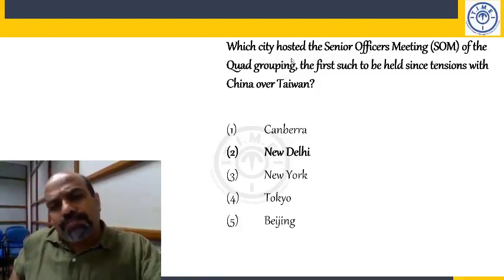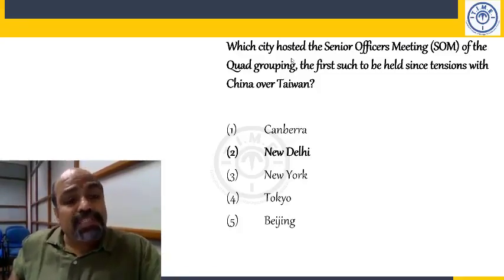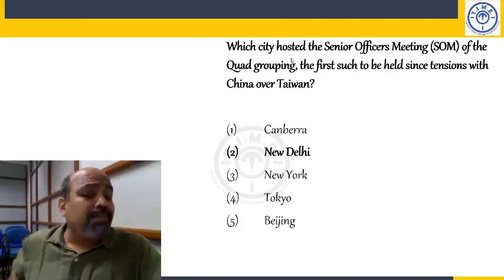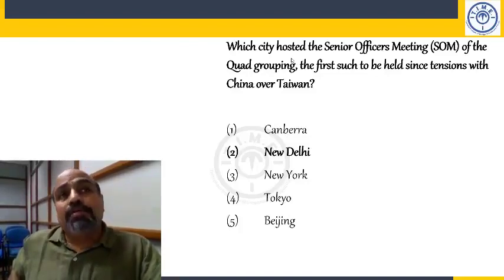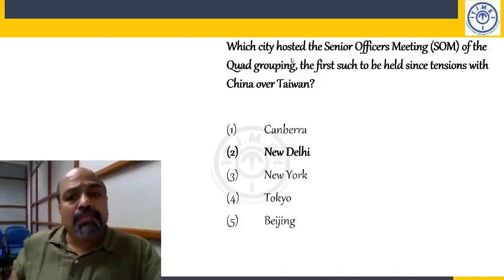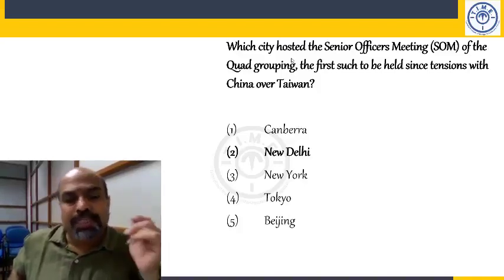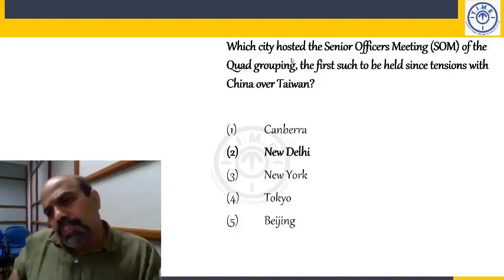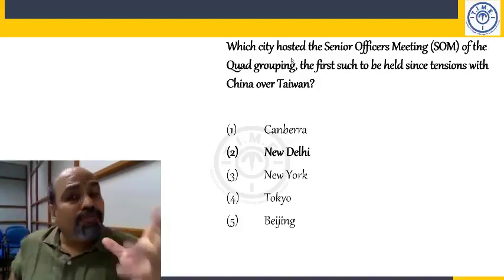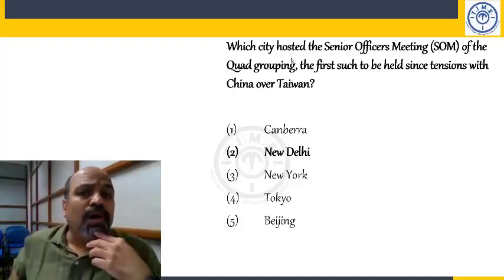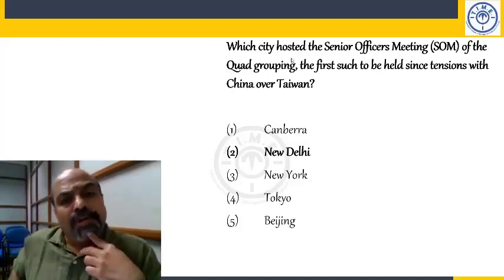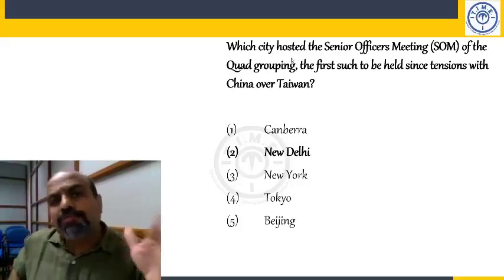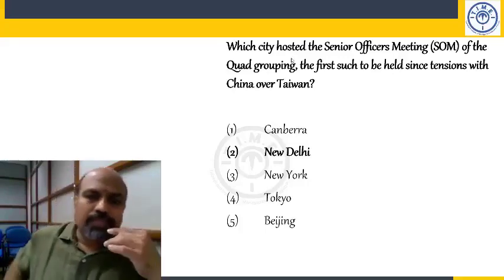So you have Canberra, New Delhi, New York, Tokyo, Beijing. Canberra, as you know, is the capital of Australia, and Canberra has a nickname, Bush City. Bush means jungle. Bush City, B-U-S-H. What is the nickname of Beijing? Forbidden City. Forbidden, F-O-R-B-I-D-D-E-N, something that's not allowed. Forbidden City.